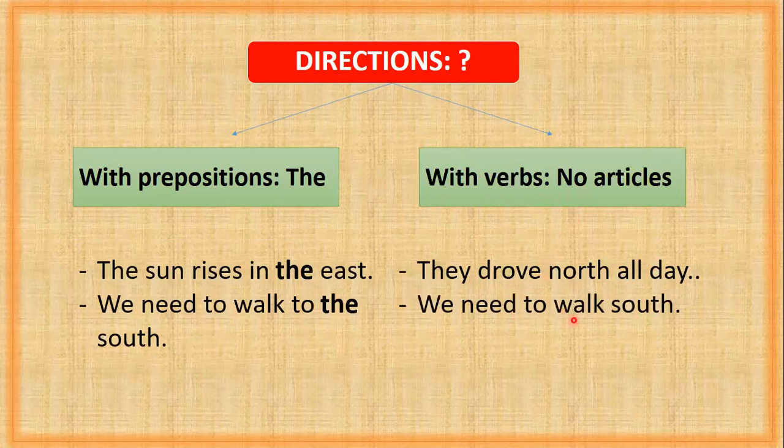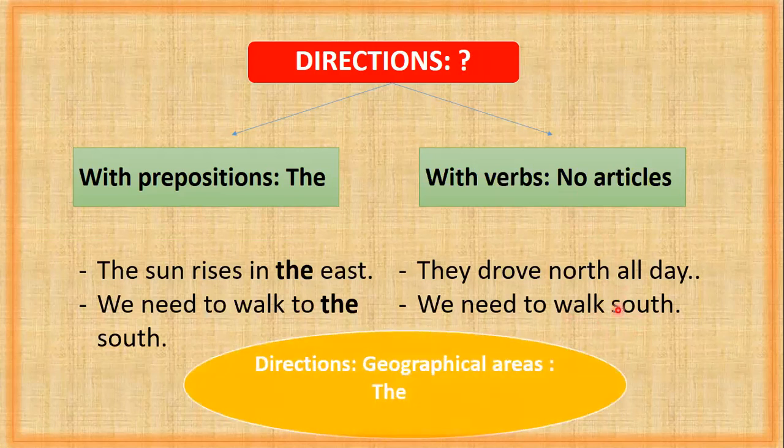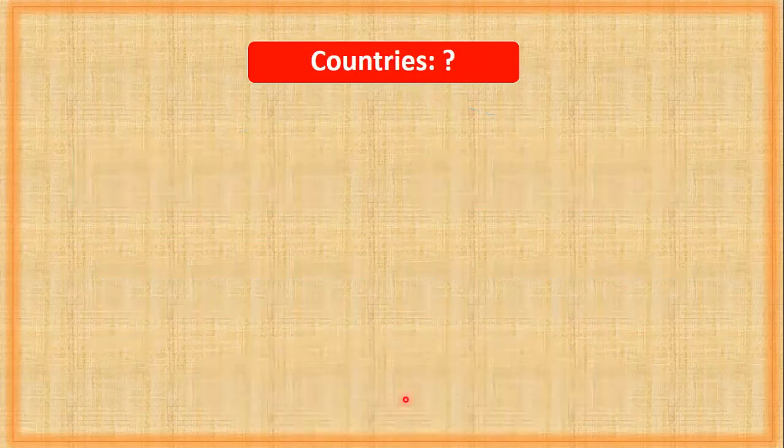Similarly, in the next example, we need to walk south. Again, one can notice the verb only, walk. Before the direction, there is no preposition, and therefore we are not using any article in front of the direction south. One more thing is, if a direction refers to certain geographical areas, then we should go for the. For example, the west is more advanced than the east. In this example, the west refers to Europe, the east obviously refers to this side of the world where we are living.